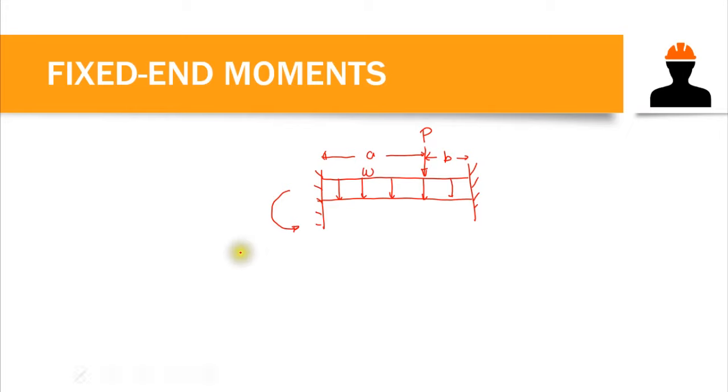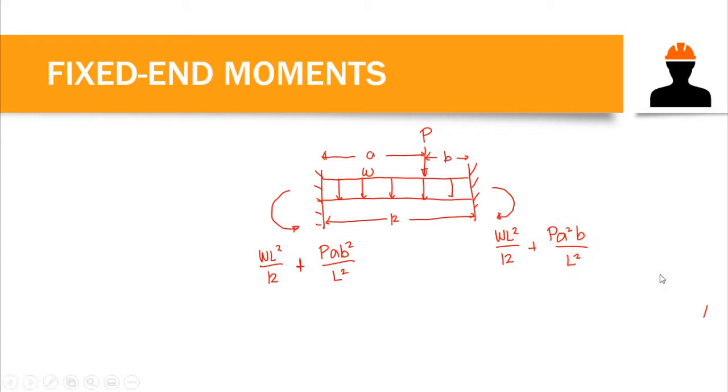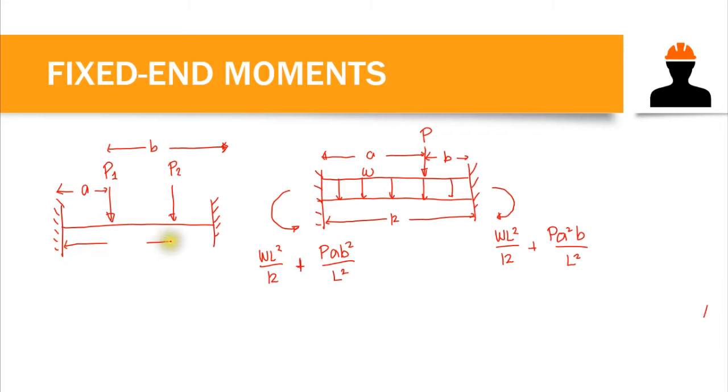So on the left support, the fixed end moment would be WL squared over 12. Now for the concentrated load P, you need to add that fixed end moment, which is PAB squared over L squared. Now for the right, we have WL squared over 12 plus PA squared B over L squared. And what if you have a combination of two concentrated loads? Let's say we have this P1 and this P2, and this length is A, this one is B, this is C, and this one is D. To compute the fixed end moment for the left support, of course, you add the fixed end moment generated by each concentrated load.